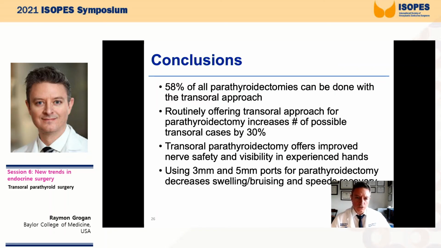So, in conclusion, we've been able to show that about 60% of all parathyroidectomies can be done with the transoral approach. What that means is if we routinely offered the transoral approach for parathyroid cases, that would increase the total number of transoral cases being done by about 30%, which is quite a lot, at least in the United States. In other countries, it may not be quite that since we do so many parathyroidectomies, but you're still talking about hundreds and hundreds of transoral cases that can be done that are very quick, very easy cases to do.